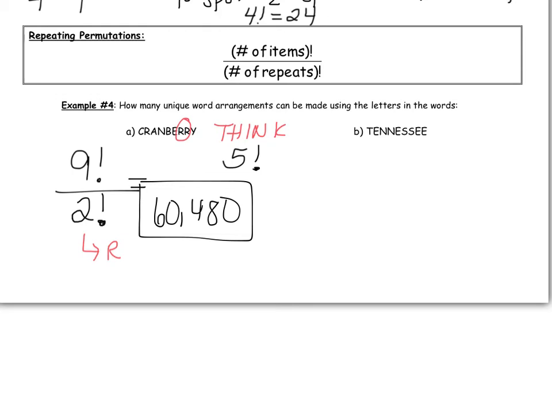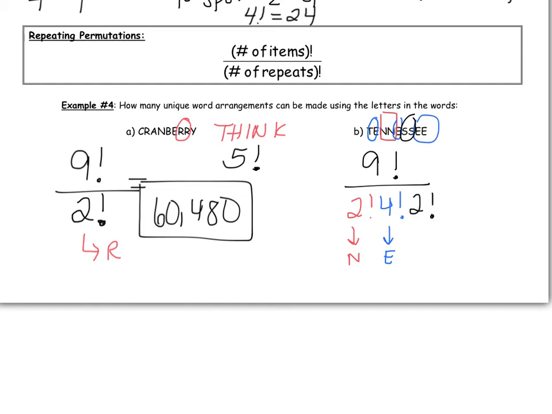How about Tennessee? Let's count. 1, 2, 3, 4, 5, 6, 7, 8, 9. So 9 factorial would be great if there were no repeats. But since there are, we need to divide by the number of repeats. So do you see how there are 2 n's? We could divide this by 2 factorial for the n's. And how many e's are there? I see 1, 2, 3, 4. 4 factorial for the e's. And I see 2 s's. So 2 factorial for the s's.